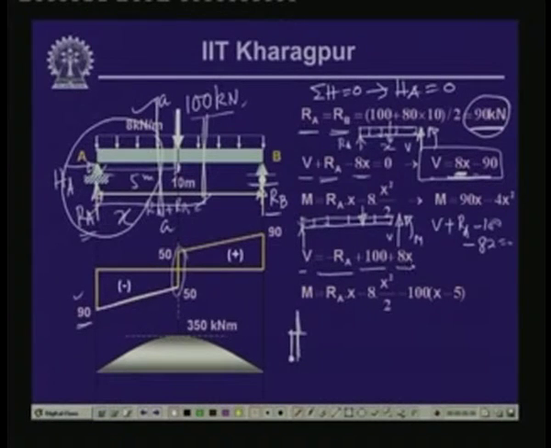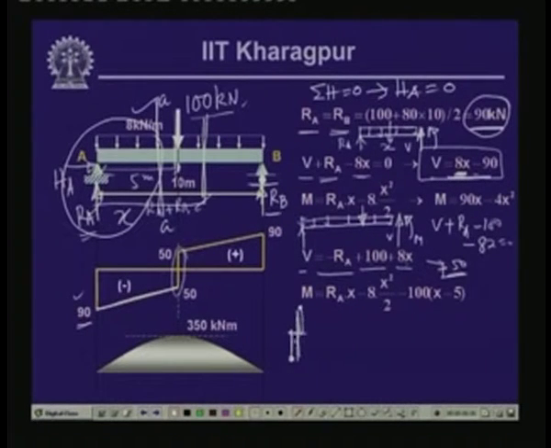Now, here if we substitute the value of x just next to this load point, which is approximately equal to 5, then this becomes 8 times 5, 40. So, this is 140, and RA is equal to 90. So, this becomes equal to 50, and this is plus 50. On this side we had minus 50 and on this side of the loading we have plus 50. So, here we get the ordinate over here.